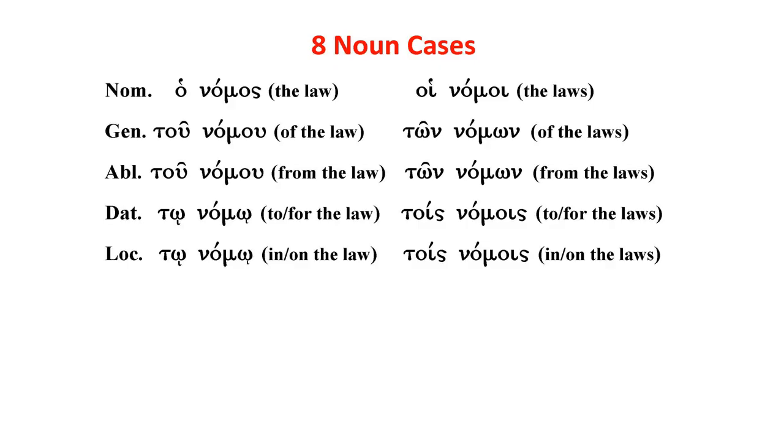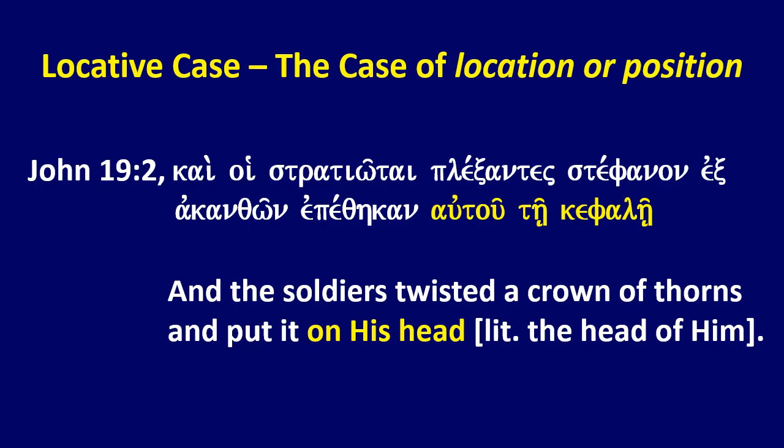And after the dative case comes the locative case. Again, the same spelling as the dative, tó nómo or tois nómois, but in this instance you would translate it in or on instead of to or for. And the locative case is the case of location or position.